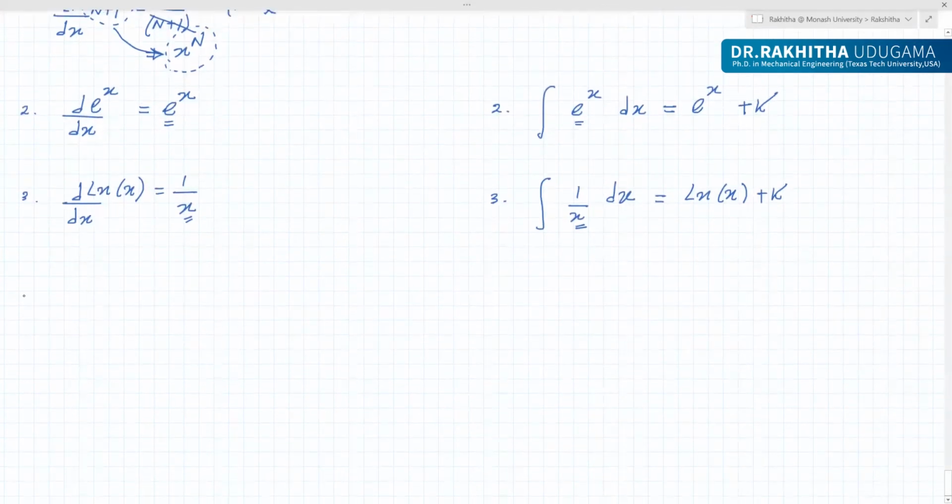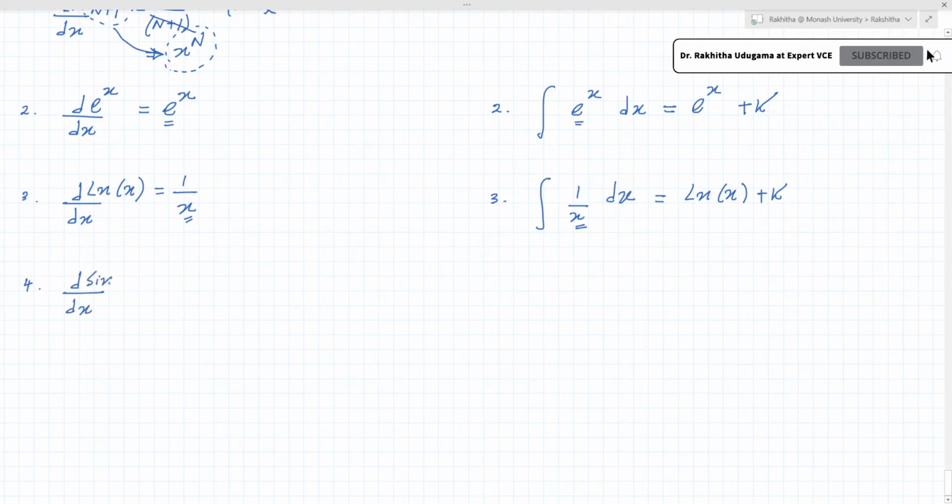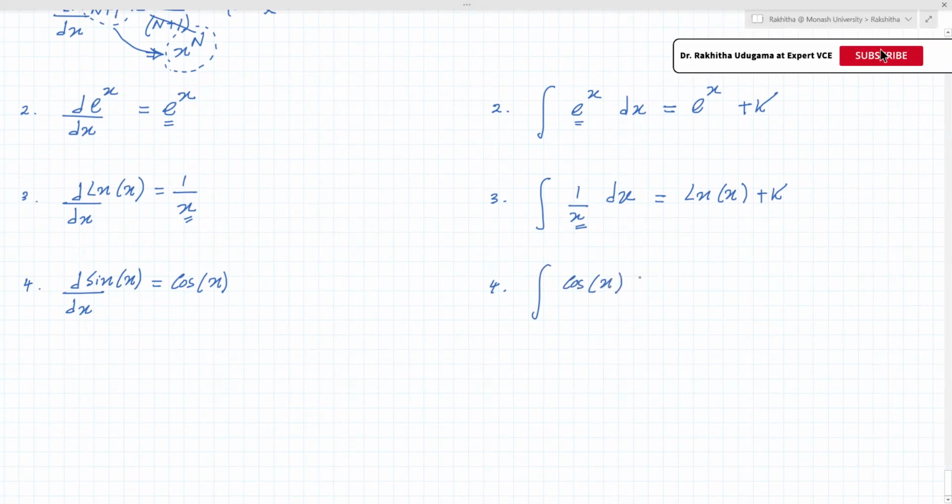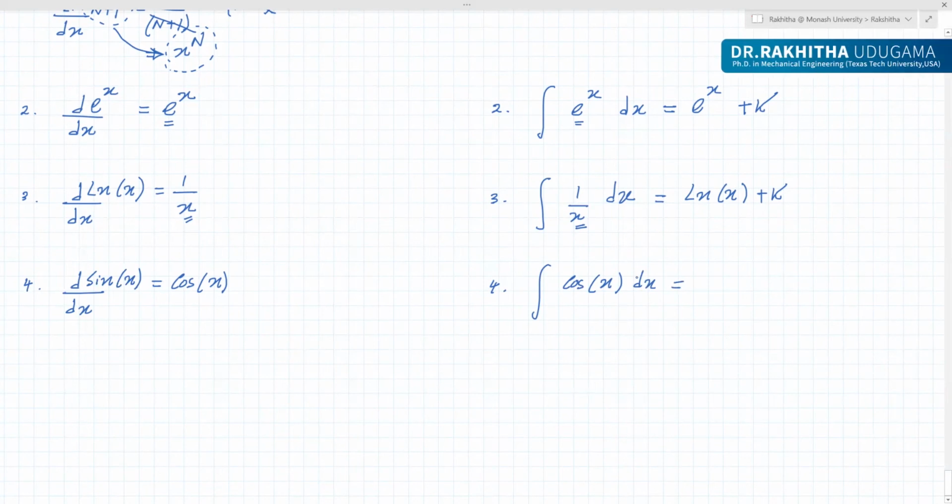Now the next one, the fourth one, would be d/dx of sine x. Cos. d/dx of sine x is cos x. Good. Now when it comes to the integration of cos x dx, that would be sine x. Very good. Plus k.